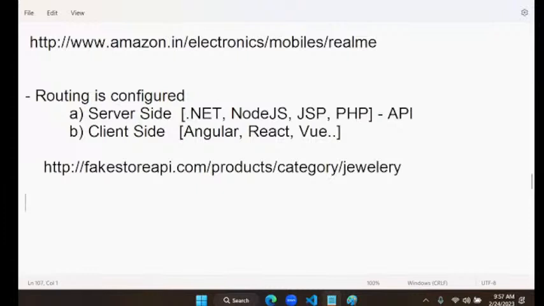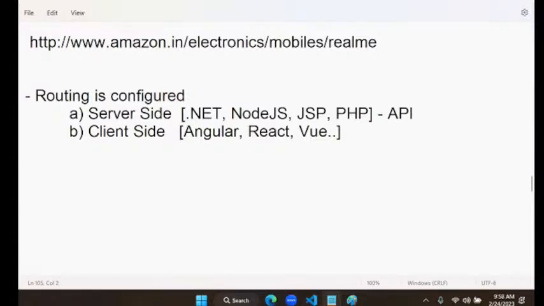So this is server side routing. They are using this for API. When you do this, what will happen? It will connect with the database, get jewelry products, and display them. This is how server side routing is managed. So routing is there both client side and server side.